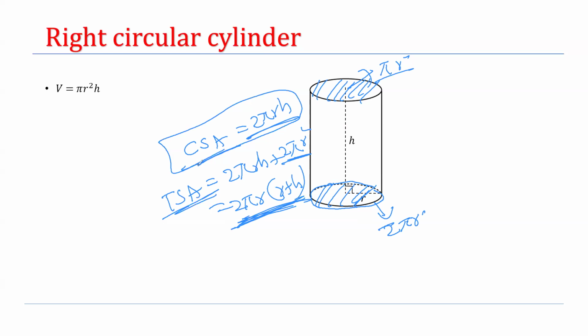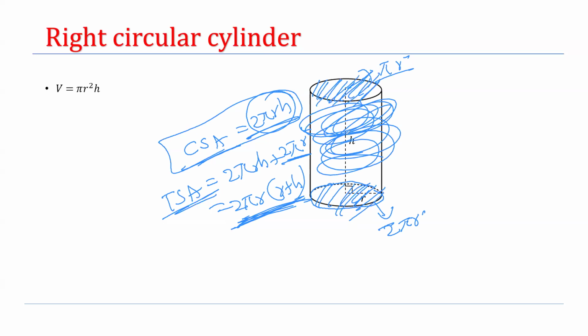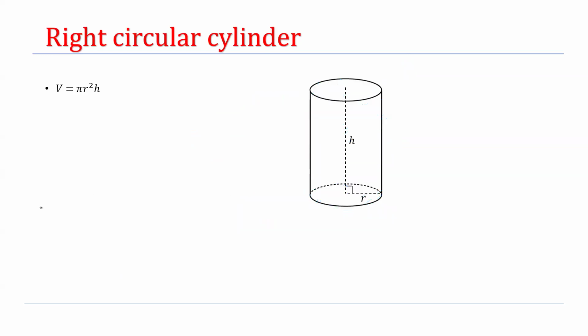Sir, but why did you get h in between? CSA is 2 pi r h, right? We have to add this area plus this area for total surface area, right? We're talking about total surface area, so we want all the surface area. CSA is 2 pi r h, plus 2 pi r square. Do you understand that? Okay, sir. Understood, sir.